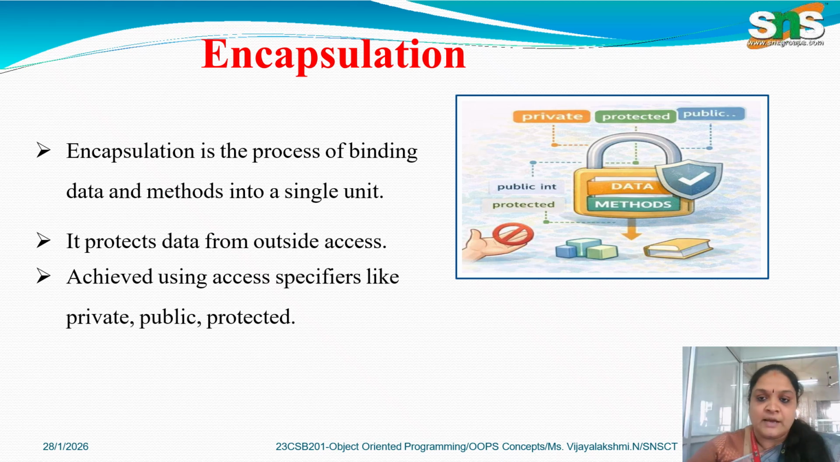And the next concept is encapsulation. Encapsulation is like a capsule, where the material is covered with an outer layer. In the same way, the data is very much protected inside the method. We can wrap or bind the data and methods into a single unit. It protects data from outside access. With the help of access specifiers like private, public and protected, we are able to protect the data. So it will be in a capsule form.